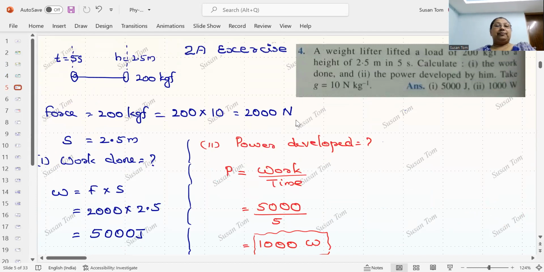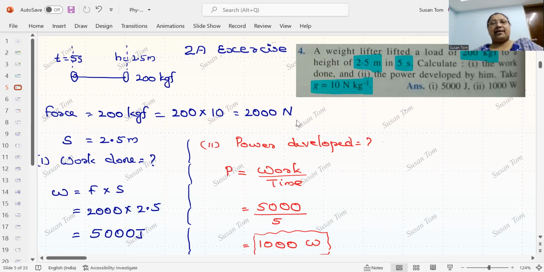Question number 4. A weight lifter lifted a load of 200 kgf. The load is in kgf, which means it's a force. Remember, it's a gravitational unit. You may have to convert it into newtons by multiplying with acceleration due to gravity, which is given in the question as 10 Newton per kg. Lifted a load of 200 kgf to a height of 2.5 meter in 5 seconds.